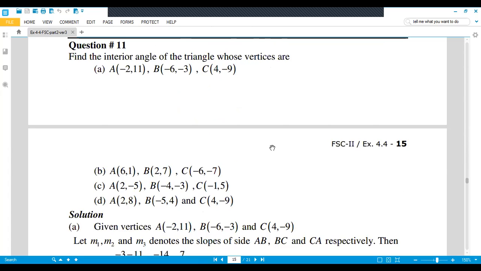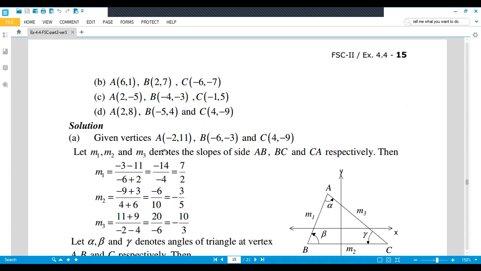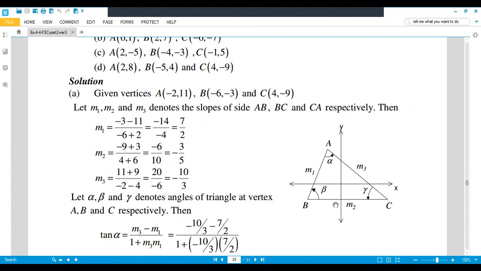So just like the previous question, first we find the slope of AB, then slope of BC, then slope of CA. When we find the slope, then we can easily find the angle between AB and then BC and then CA. So if you look at the diagram, in this you have been given A, B and C, the triangle vertices. You know, the vertices are given.